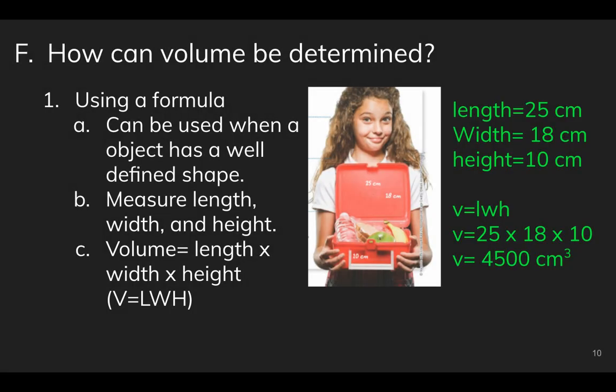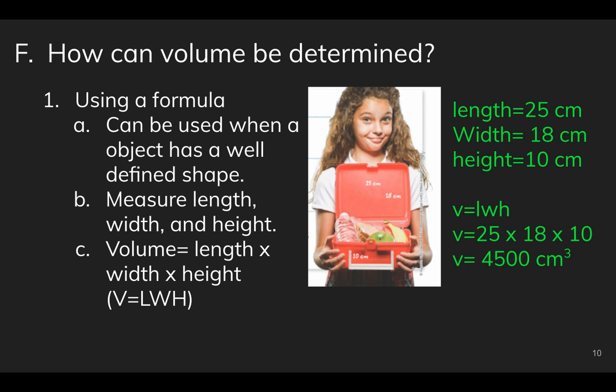So how can we determine the volume? The first way that we can find the volume is by using a formula. And we can use this when we have a cube or a rectangular prism. You've maybe used this formula before in math class. And the formula is length times width times height. Now, there are other formulas for other types of shapes. We can find the volume of a sphere, of a cylinder, of all of the different shapes. But for our sake right now, we're only going to use the formula length times width times height to find the volume of a rectangular prism or a cube.